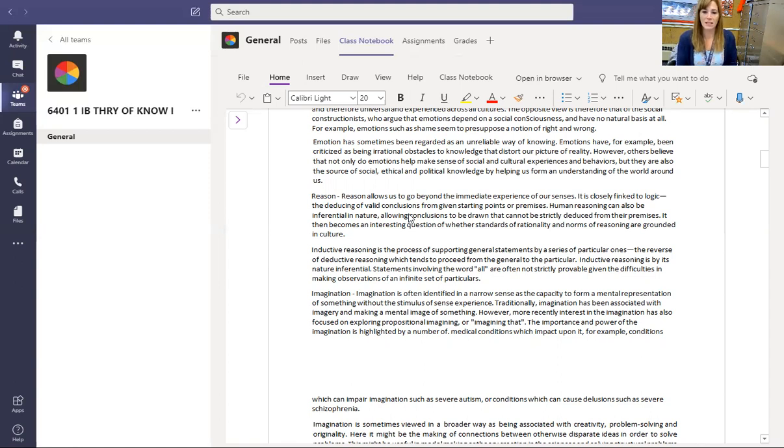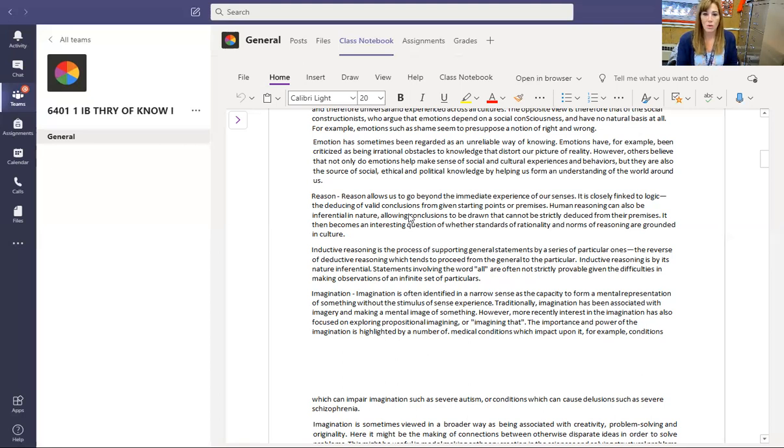The next one is reason. And reason is very closely linked to logic. It's deducing valid conclusions from given start points or premises. Okay, so it is one of those things that is based on logic. If I walk outside and I say it's freezing, but the water that's outside on the grass is not actually frozen, it's not freezing, right? To say that it's freezing would mean that there's actually frozen water outside.